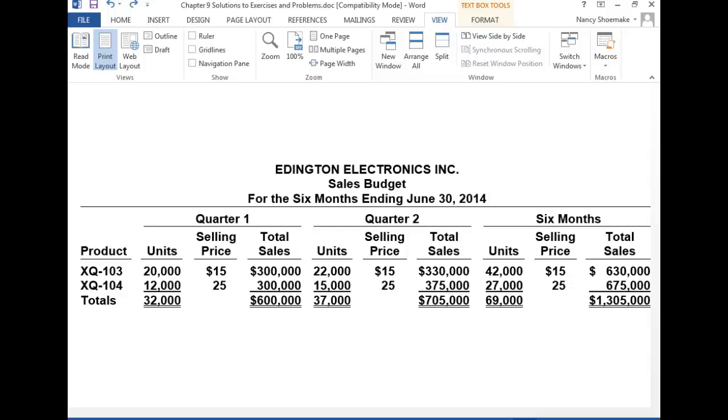Where did they get the total sales for the 6 months? The 20,000 units here, and the 22,000 units here. So 20 plus 22 is 42,000 units. And then the same here, 12,000 plus 15,000, 27,000 units.